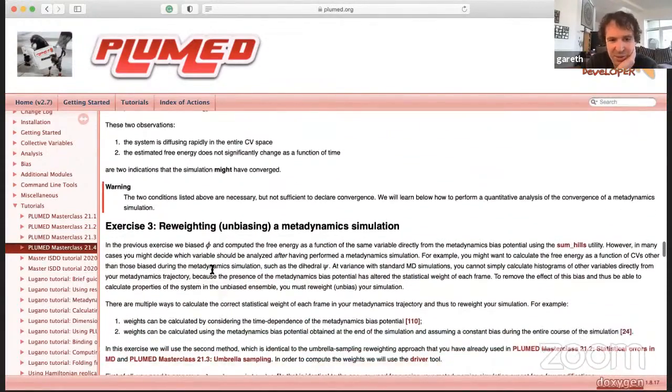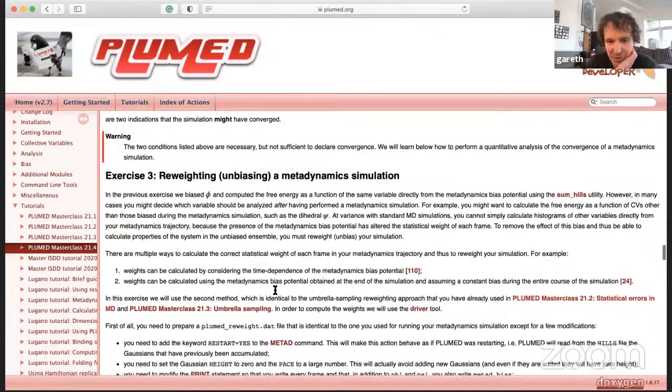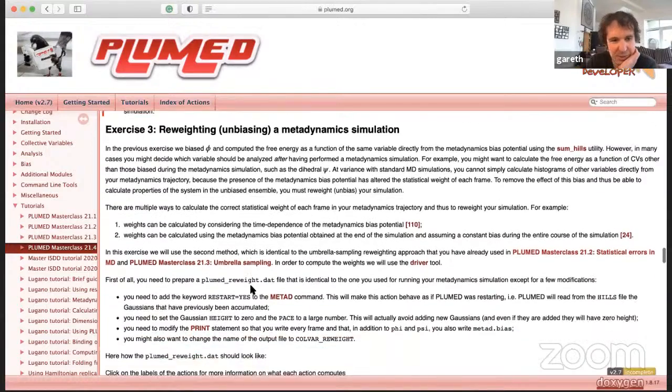Then exercise 3 starts talking about how to reweight the metadynamics simulation. You've done this sort of thing before. We're using exactly the same method for reweighting as we used in the last exercise of 21.2. The way that we reweighted the free energy surface for the Lennard-Jones, we're now going to use to get the free energy surface by reweighting from our metadynamics simulation.